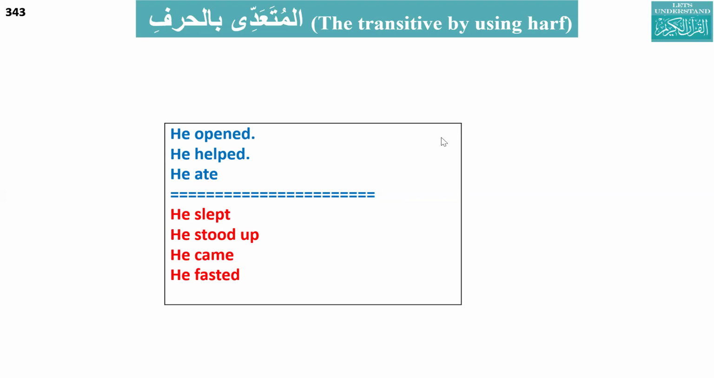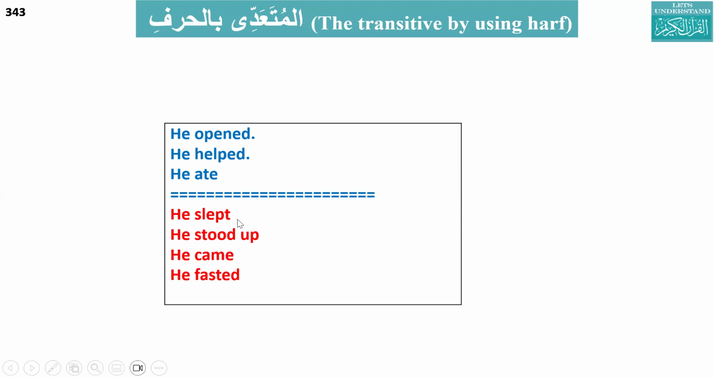There is another thing here. He opened, and if we want to make it passive, it can be he was opened. Yes, that makes sense. He helped, he was helped. And if we go to the second part, he slept. If we try to make it passive, he was slept, it does not make any sense. He fasted, he was fasted. So when the direct object was needed, we can make the passive easily. When it is not raising any question about who or what, it cannot be made passive.